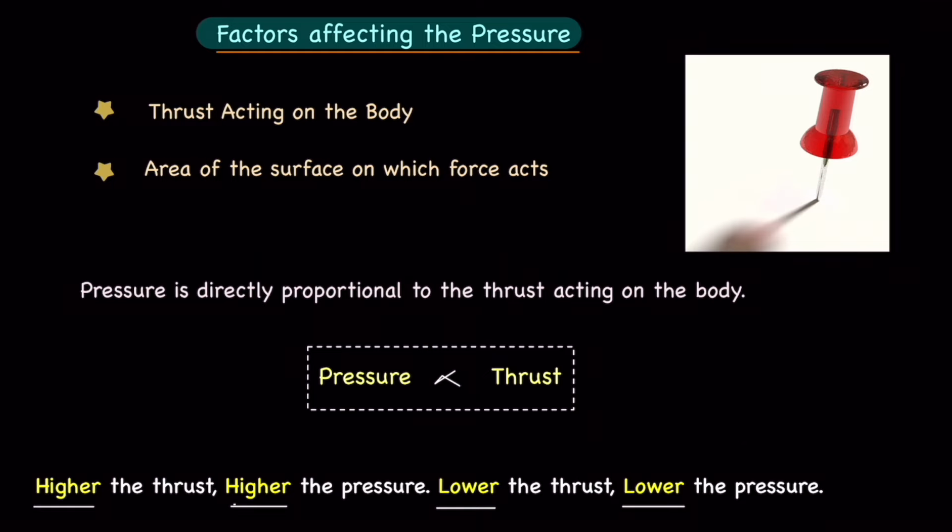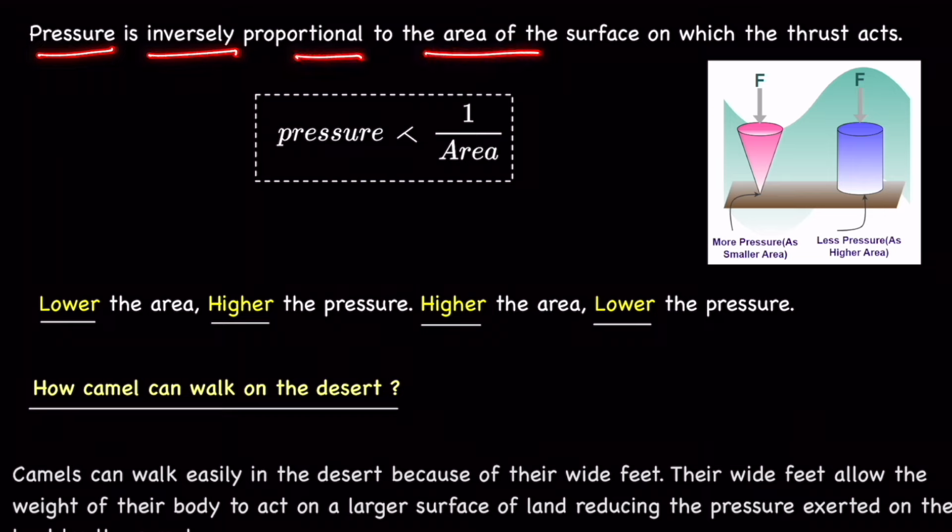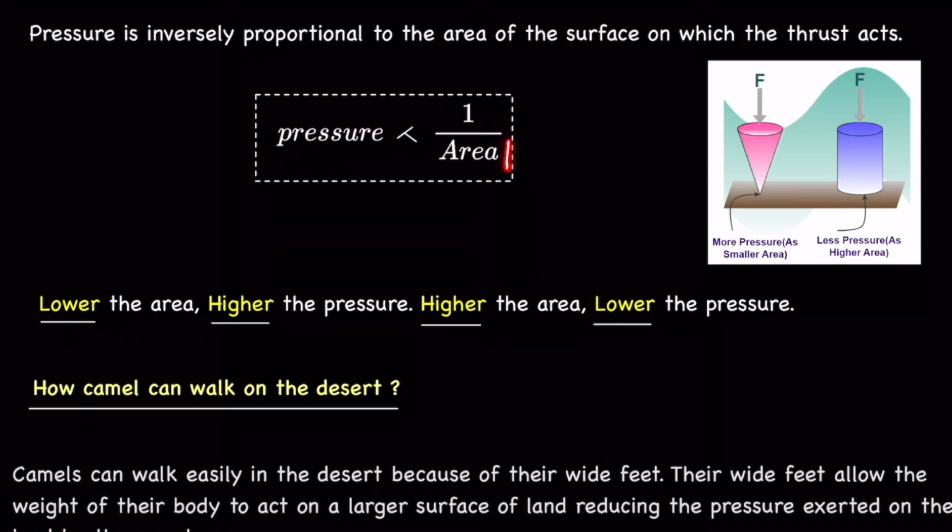Second factor is area of the surface on which the force acts. Pressure is inversely proportional to the area of the surface on which the thrust acts. Less the area, more the pressure, more the area, less the pressure. So it's inversely proportional. As you see in this figure, here the area is more and here the area is very less. So when we apply the same force on both the bodies, more area means lower the force.